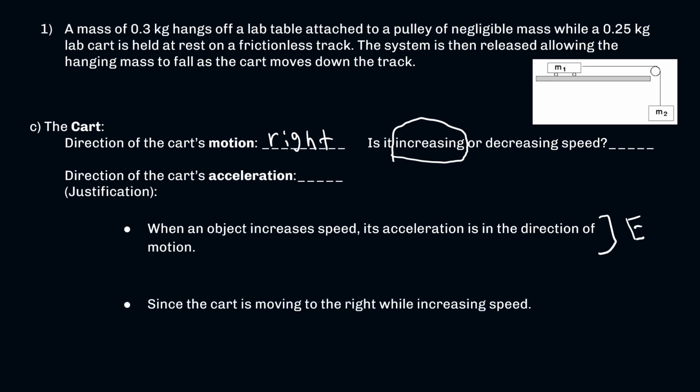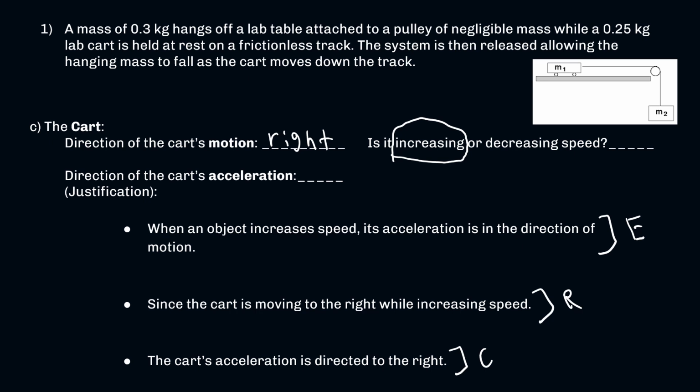And we're going to have here, since the cart is moving to the right while increasing speed, we can then make our claim. We know that when an object increases speed, its acceleration is in the direction of motion, and we're moving to the right while increasing speed. So we can make the claim that the acceleration of the cart is to the right. So the cart's acceleration is directed to the right. We can then put that in here as well.